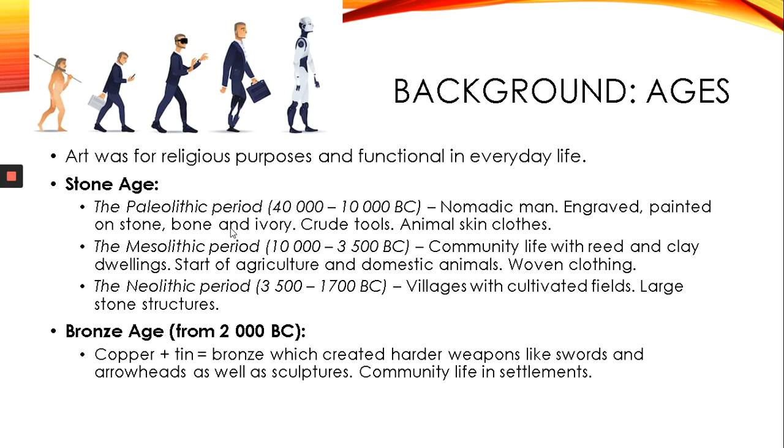The next thing is the Mesolithic period from 10,000 BC to 3,500 BC. So this is where we start getting community life. So the people started actually making houses and setting up little communities. Their houses would have been made out of reeds, which is like grass, and clay. So using the actual earth, you can find clay in the earth, and mixing that with reeds and building their houses. It is the start of agriculture, so farming.